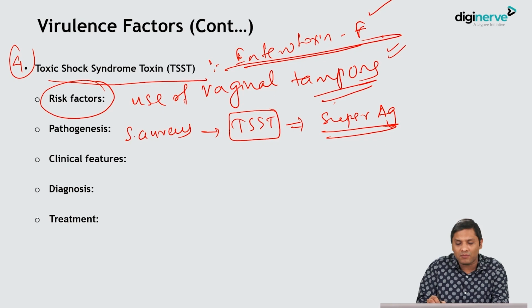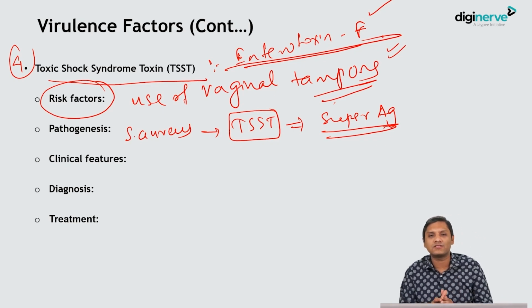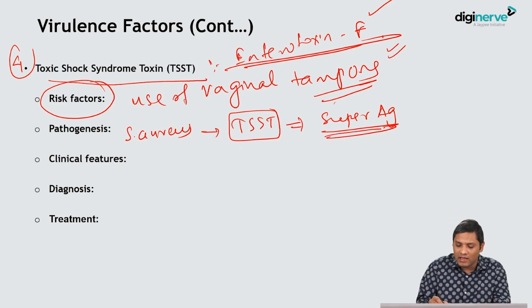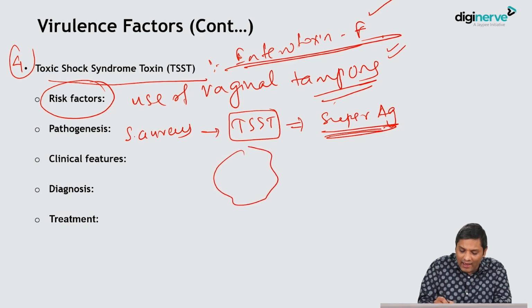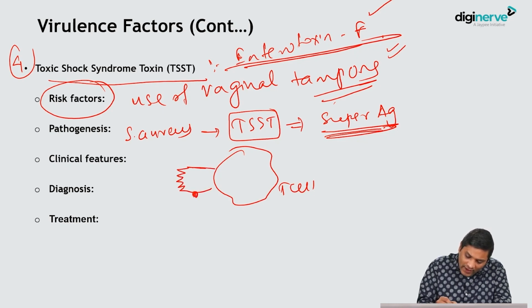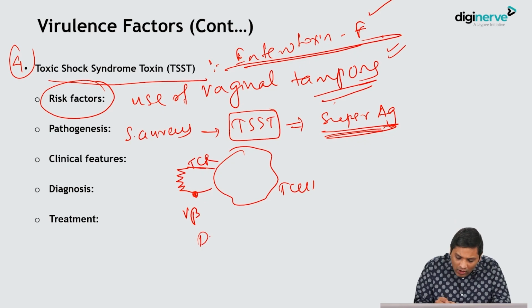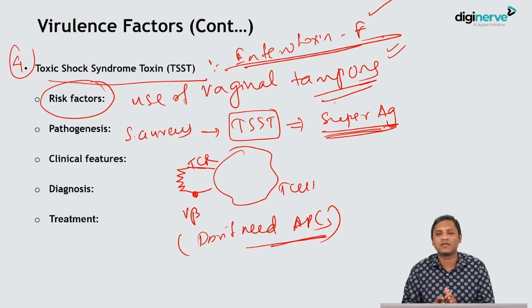This toxin is an example of a superantigen. What is a superantigen? We will discuss it in our immunology session. Just remember that superantigens have a property of directly activating the T cells by attaching to the variable beta region of the T cell receptor, and they do not need an antigen presenting cell. The detail I am not discussing here.